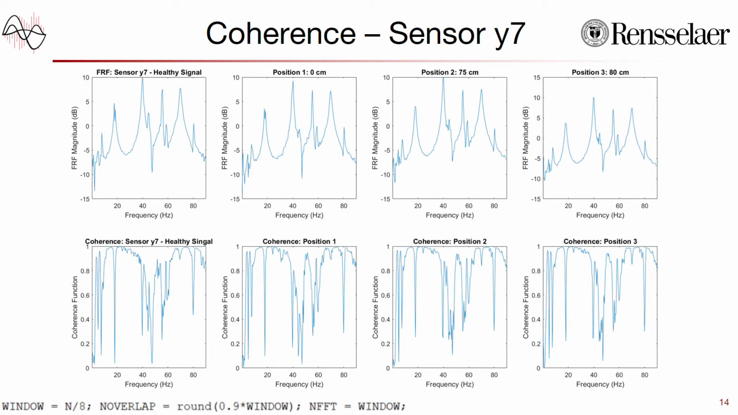And again, here I just plotted the coherence for sensor Y7. Same thing. These peaks don't necessarily correlate. They have very low coherence with respect to the excitation input signal, and the peaks correlate to the drop in coherence.